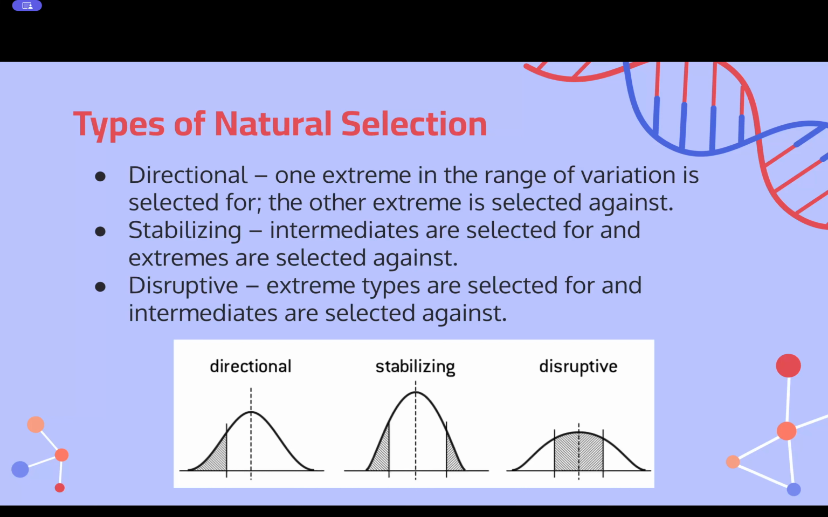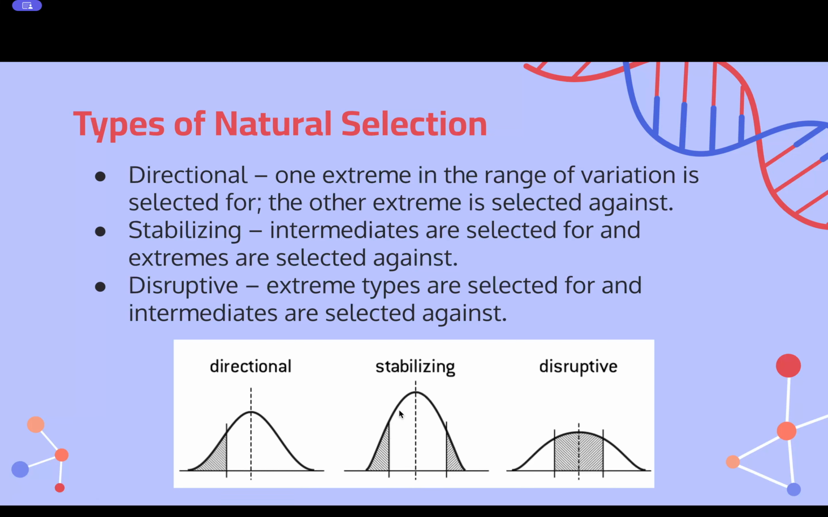Disruptive is the complete opposite. If you see stabilizing like this, disruptive is the complete opposite. The center is completely selected against, and the extremes are selected for. If you consider the heights of the curves, the height means the frequency. So the least frequent here is rejected, and this least frequent is still maintained, which results in an overall average curve.